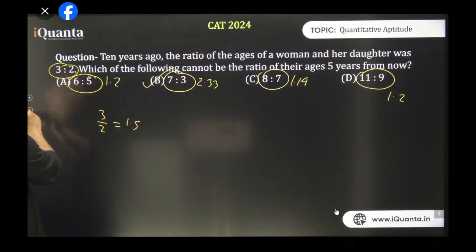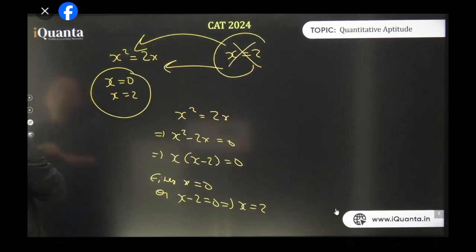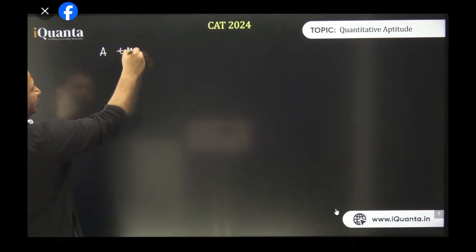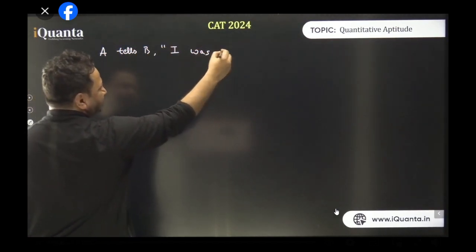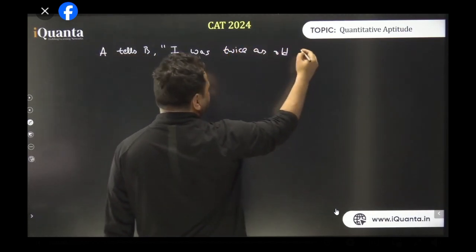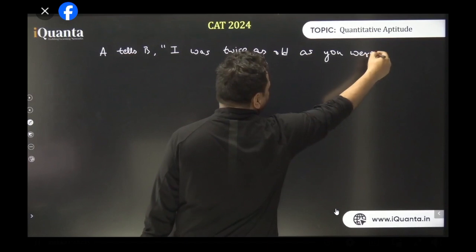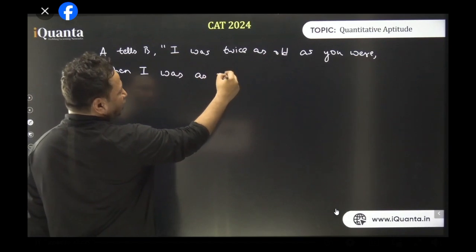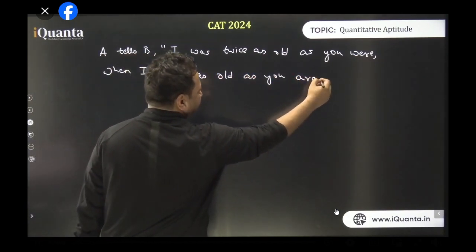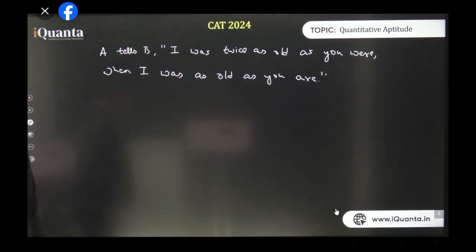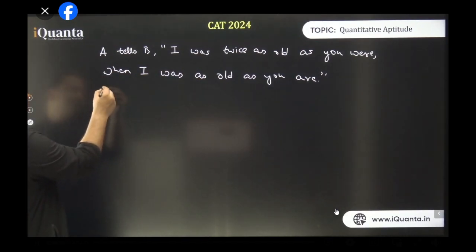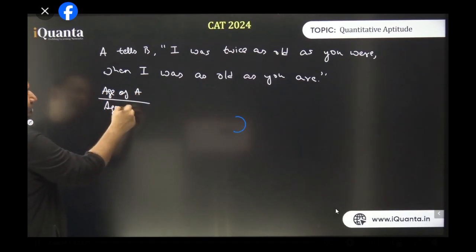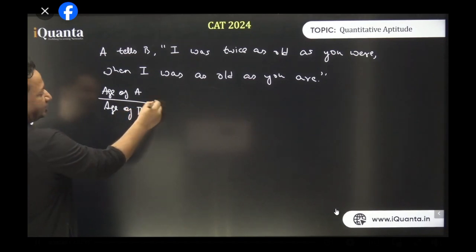But before going, I want you guys to solve one question which I'm going to write right now. The question is, A tells B, I was twice as old as you were when I was as old as you are. Find the ratio of the current ages of A and B. That is what the question is.